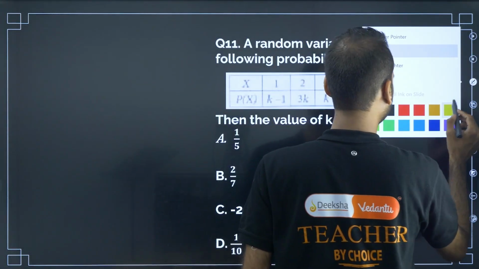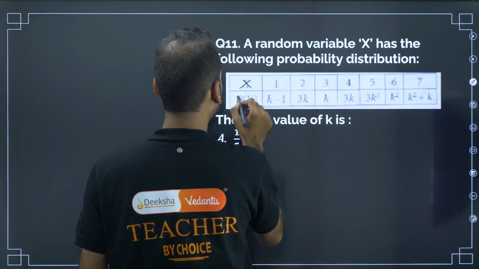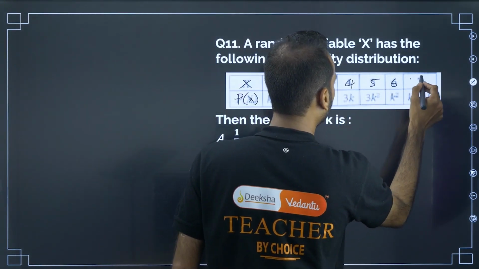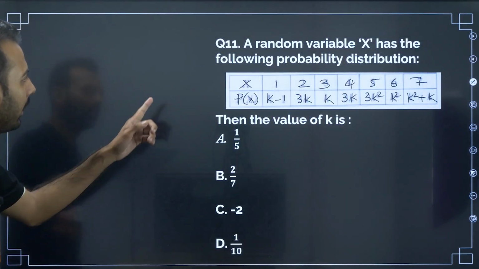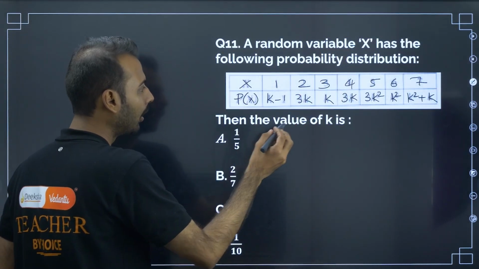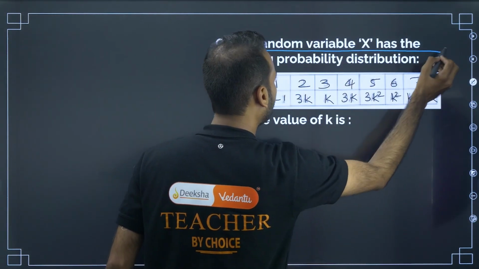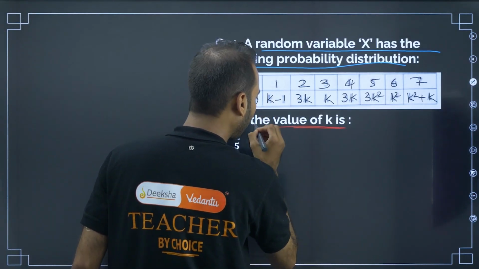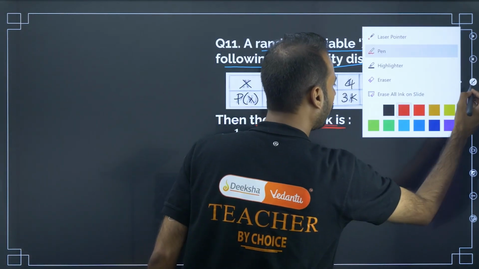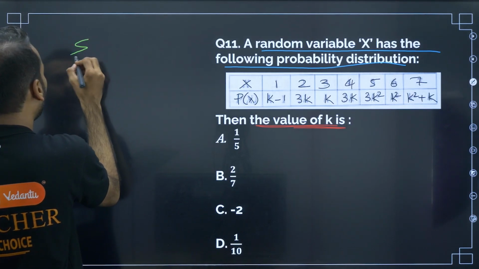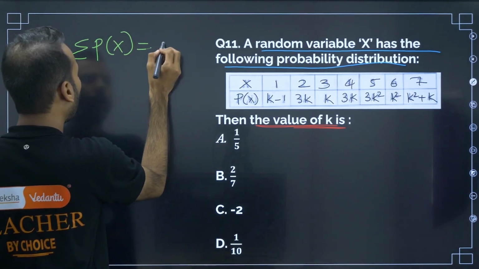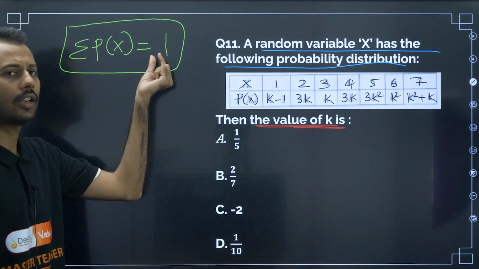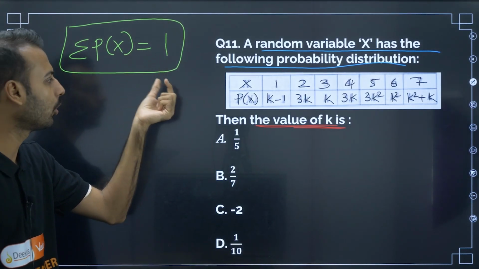The random variable. They are talking about a random variable X that has the following probability distribution. Then what are they asking? They are asking to find the value of k. So how to find the value of k? For this there is one synopsis point I just explained: the summation of p of x is equal to 1. If you know this one equation, this problem is done.